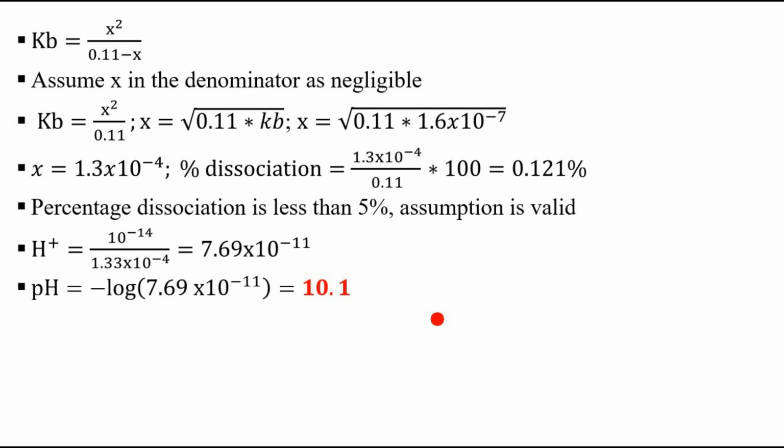So the trick here is to make sure that you check whether the salt coming from the weak acid is behaving as a base or as an acid. You get this information by calculating the Ka and Kb and comparing them. If Kb is higher, that means it will behave as a base. And if Ka is higher, that means it will behave as an acid. So that's what you need to do: before doing the dissociation, you need to check whether it will behave as an acid or as a base.